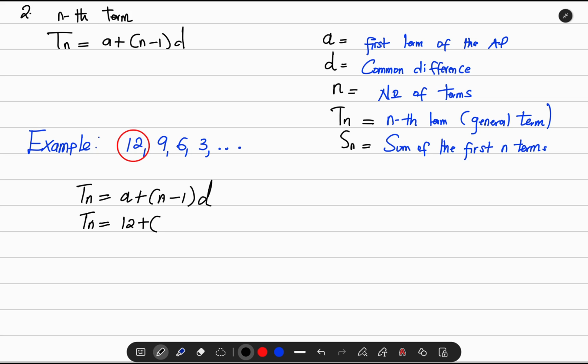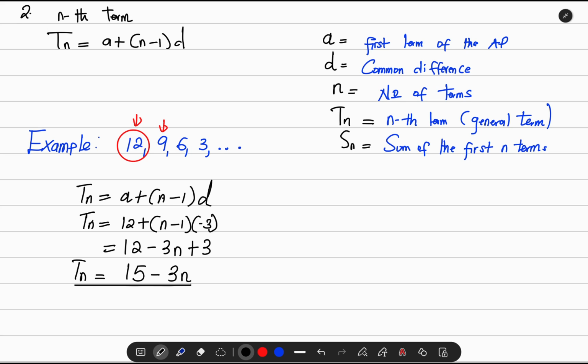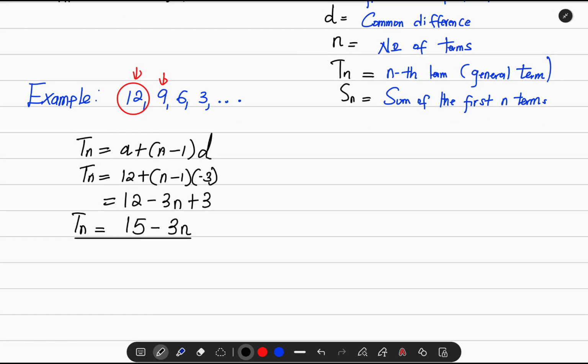Here, n is still n, so it remains the same. What is the common difference here? You get, for example, 9 minus 12, we are getting negative 3. 6 minus 9, negative 3. So you put your negative 3 here. Meaning you have 12, negative 3 times n minus 1, which is negative 3n plus 3. So the nth term, in this case, will be equal to 15 minus 3n. Just like that. You've seen it. Moving on.